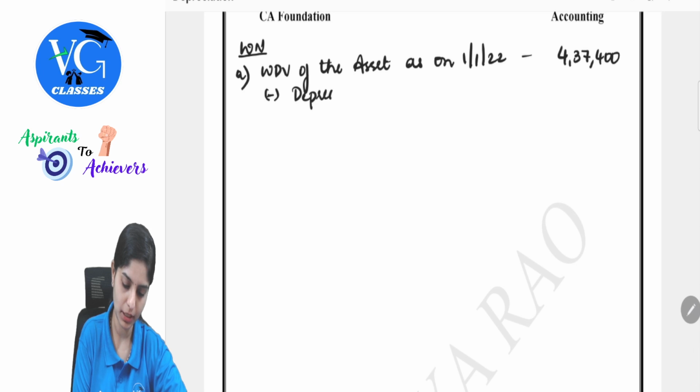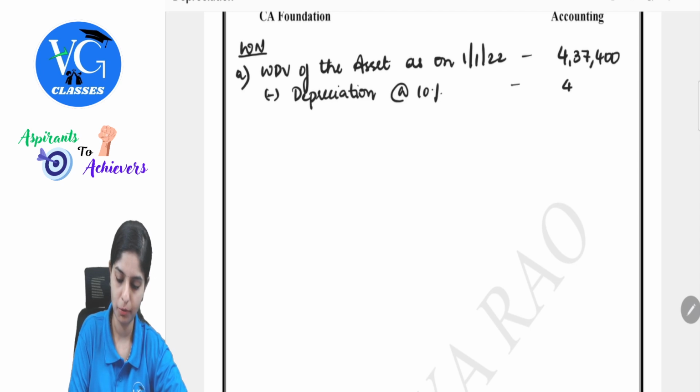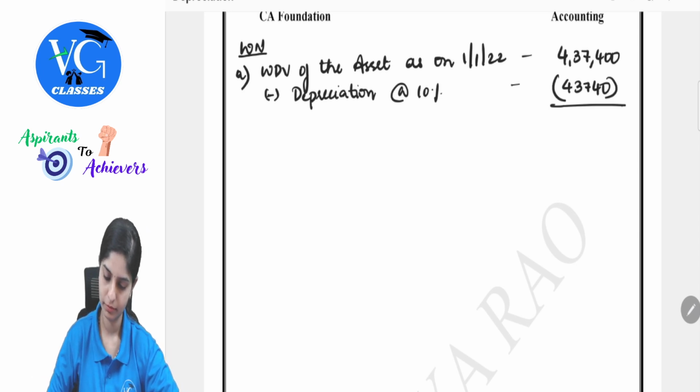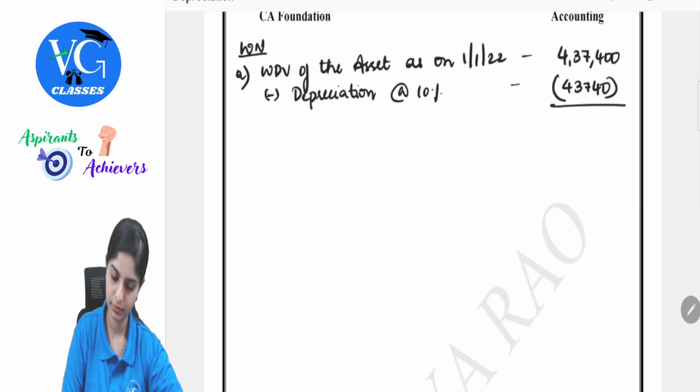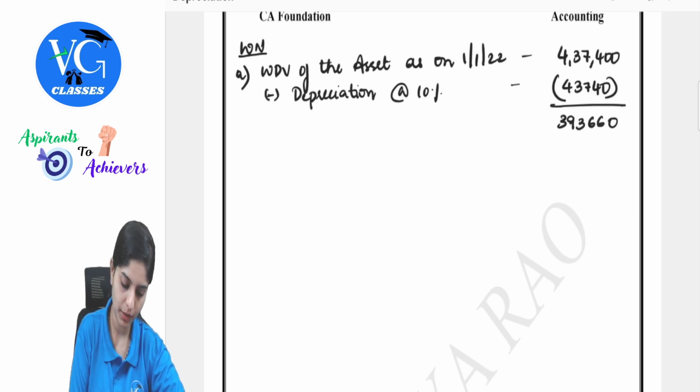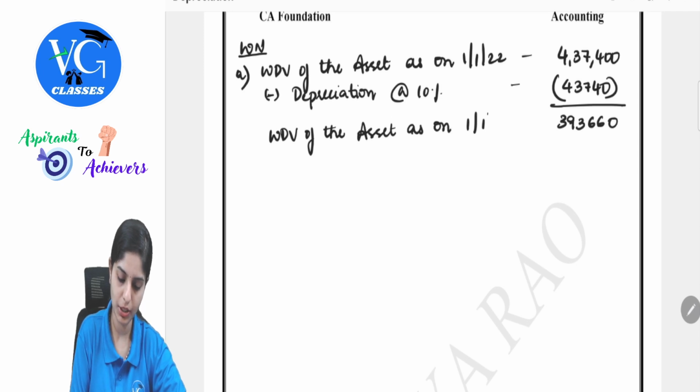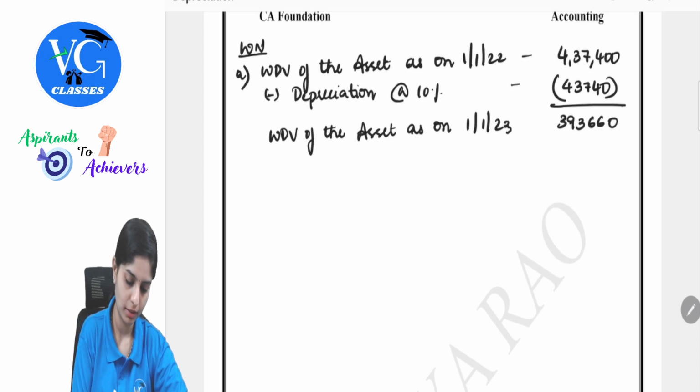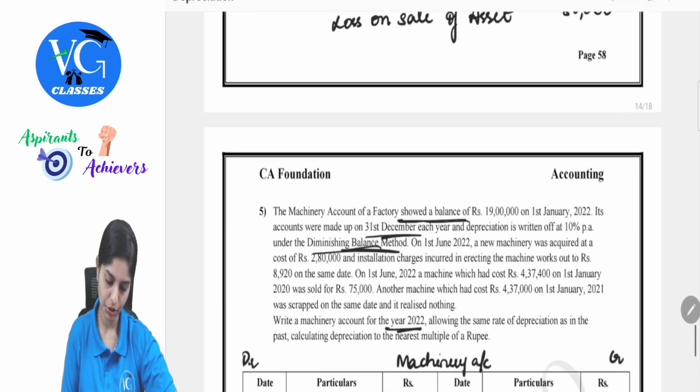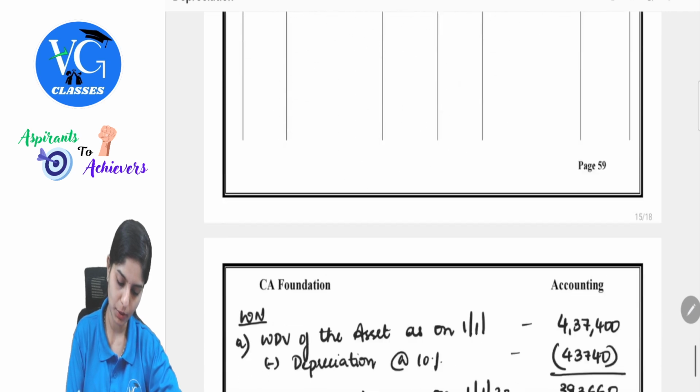minus depreciation at 10%. So this will be 437,400 minus 10% is 393,660. This is WDV of the asset as on 1st Jan 20, sorry, this is WDV of the asset as on which date? 1st Jan 2020.